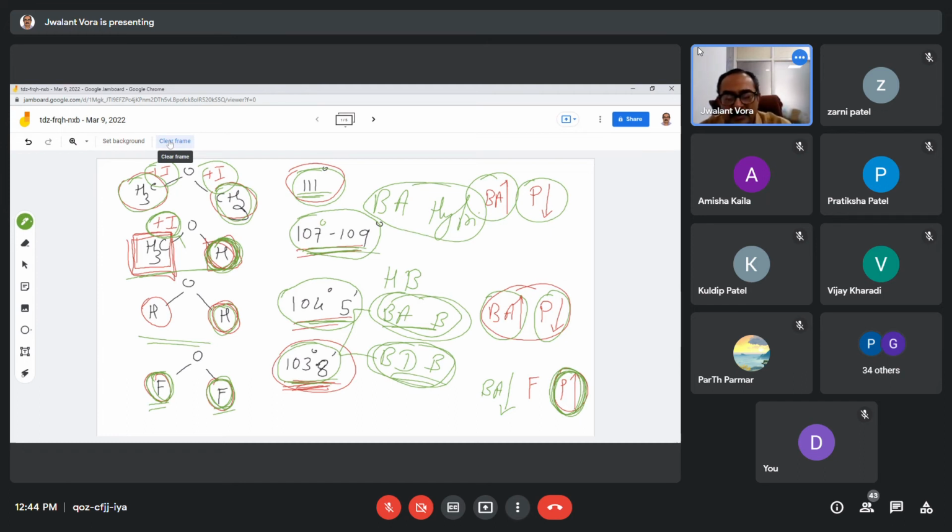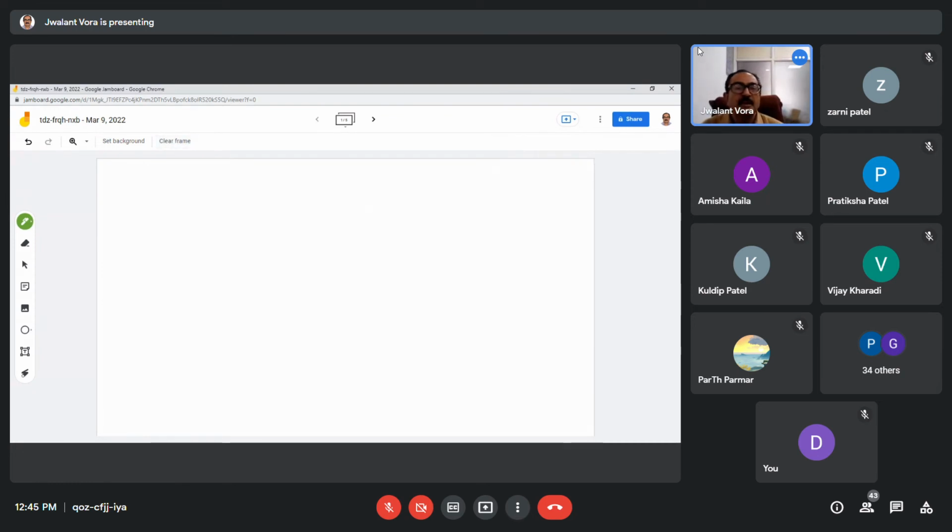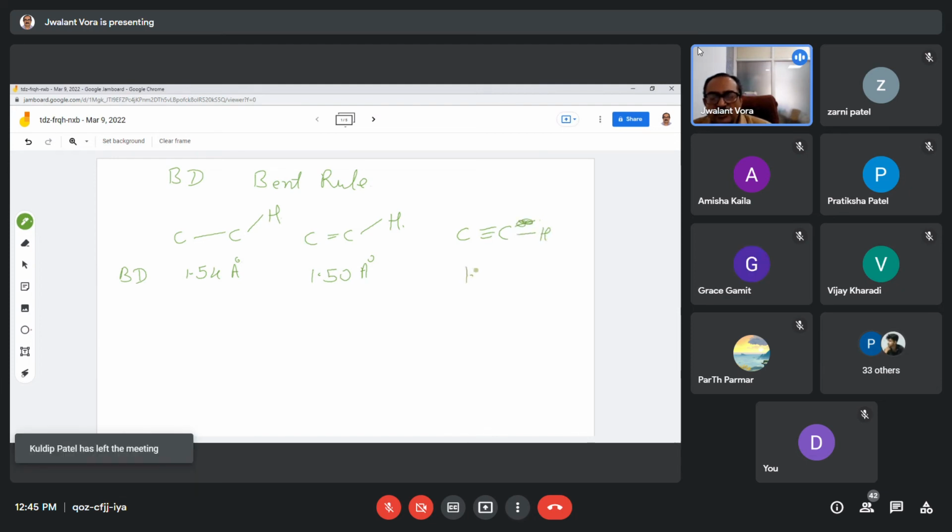So last part, bond distance and bent rule. So generalized statement is, where we have the carbon-carbon single bond, the bond distance is 1.54 angstrom. C double bond C is 1.50 angstrom. C triple bond C is 1.46 angstrom. This is sp3 hybridization, sp2 hybridization and sp hybridization, where p character value is 75%, 66.66%, 50%.